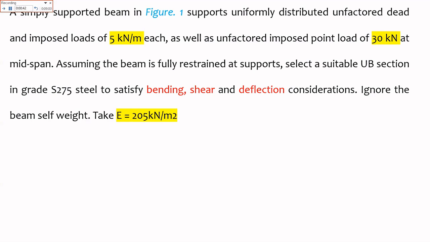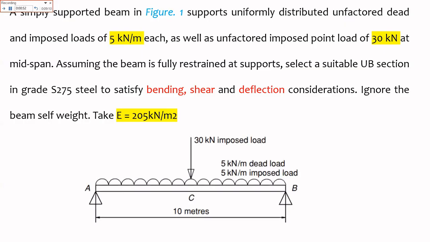Ignore the beam self-weight and take E as 205 kN per millimeter squared. So this is the figure. That's figure 1. The span of the beam is 10 meters, with a 30 kN imposed load at midspan and 5 kN dead and 5 kN imposed load.